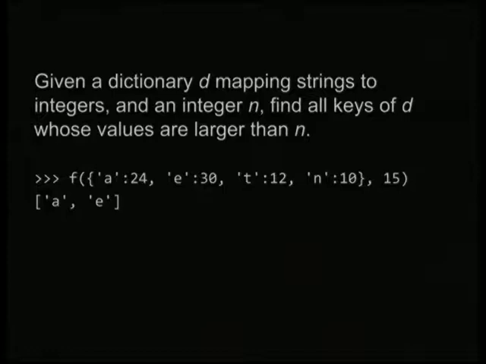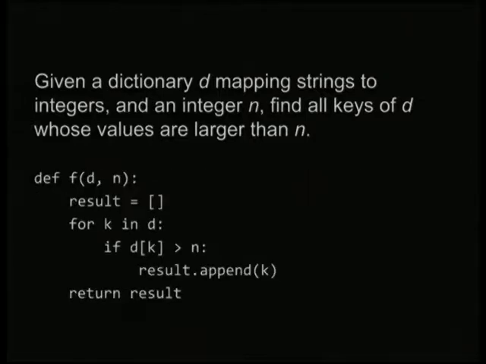So here's a problem. Take a dictionary and write a function which will filter out the keys in the dictionary which are bigger than this value. So A and E have values which are bigger than 15, and T and N don't. Right? So here's one way to do it, which is very common for students to do, and it's correct. They'll add a list, loop over the keys, access the dictionary at the key, check if it's bigger than the value, and append it.